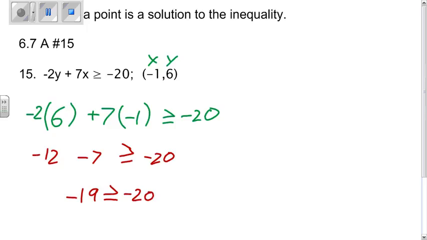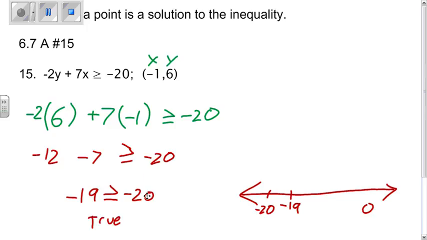Now we just have to check and see if this is a true statement. -19 compared to -20. If you need to, you can think about it on a number line. If we put 0 over here, we would have -19, and then -20 would be left of it. So since -19 is further to the right on our number line, it is greater. This is a true statement. True, or if it just asks if it is a solution, you would say, yes, it is a solution.